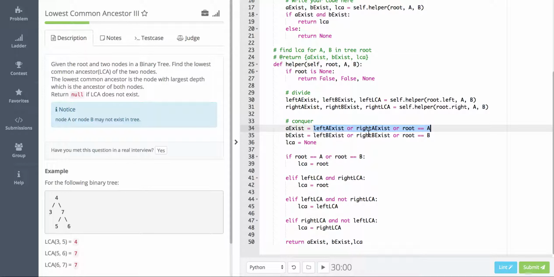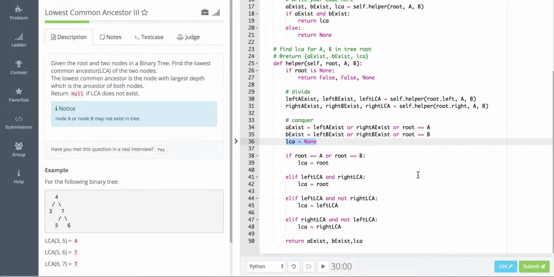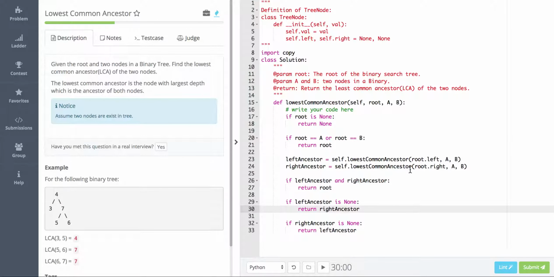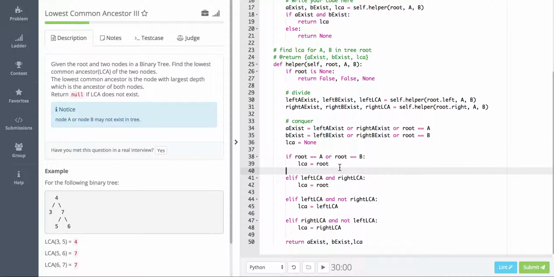If left A exists or right A exists or root equals A, then we say, yeah, sure, A exists in the current tree. And same thing for B. And then we start calculating the LCA. Actually, the rules are basically the same as our previous solution. So here we just check if the current root is A or B. If it is, then we just return LCA equals the current root.